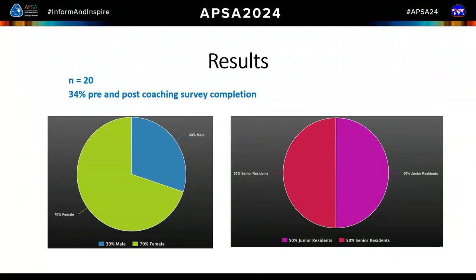20 residents, or 34% of the residents that were enrolled in the program, completed their pre- and post-coaching survey and were included in the study. 70% of them were female, 30% were male, and 50% were junior residents.